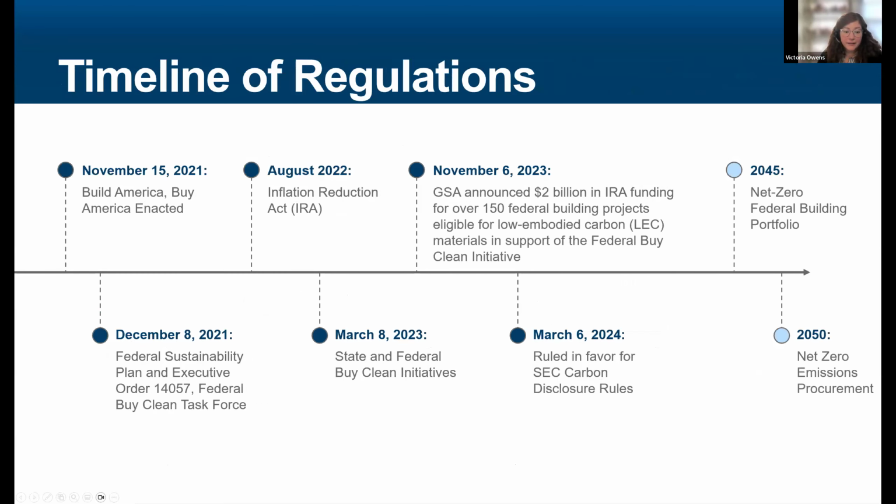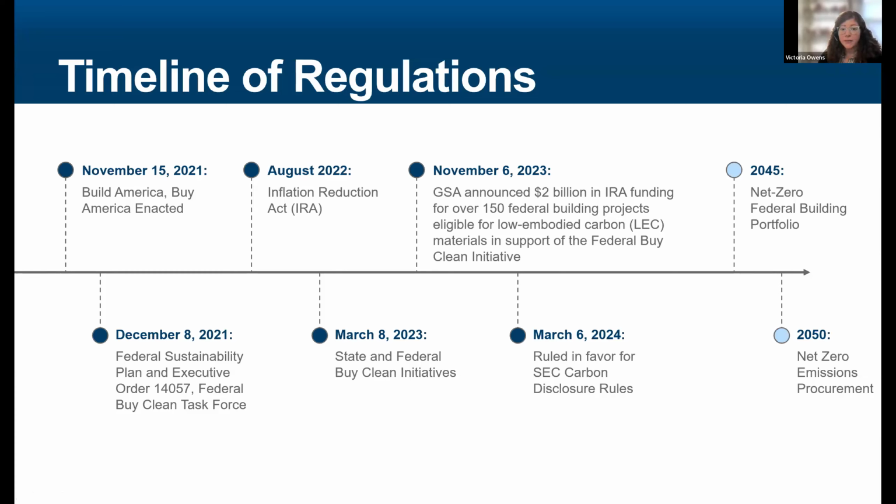So I'd like to start with a glance at the overall timeline of some of the regulations we're going to cover that have been put in place as of today, and a few important milestones we know are coming in the future. So pretty much since 2021 is some of the regulations we're going to cover. As I mentioned, Build America, Buy America, the Federal Sustainability Plan, and an important executive order that lays out the federal government as a sustainability leader, also happened in 2021.